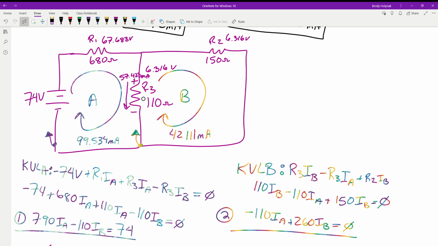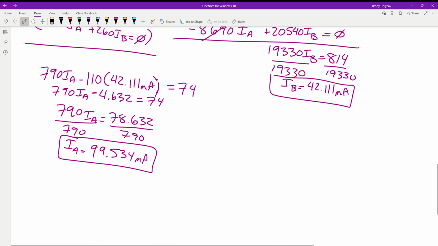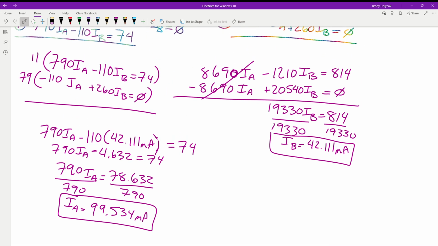I love it when Kirchhoff and Ohm work together. Do what? For loop A? Probably. Maybe some rounding in here is what I'm wondering.